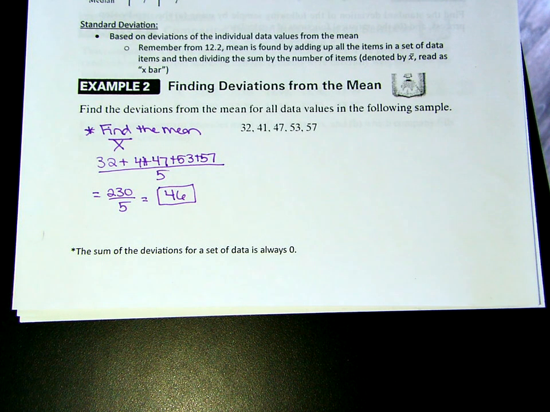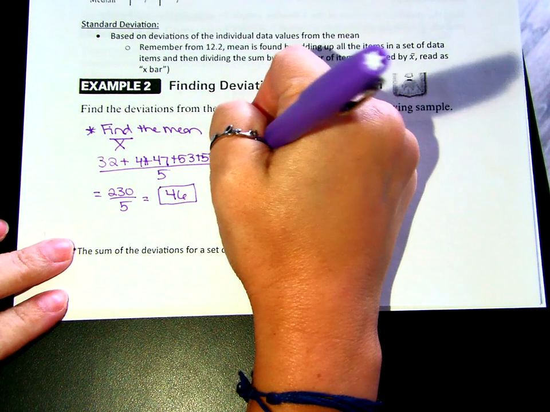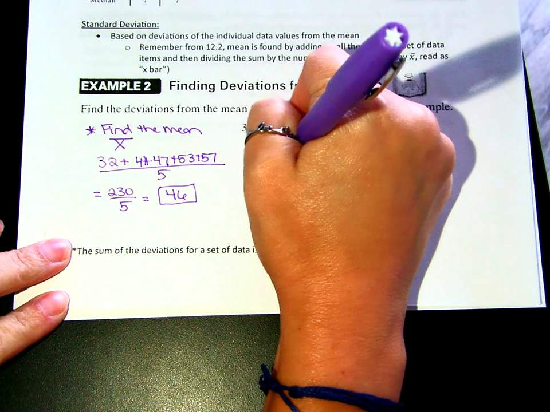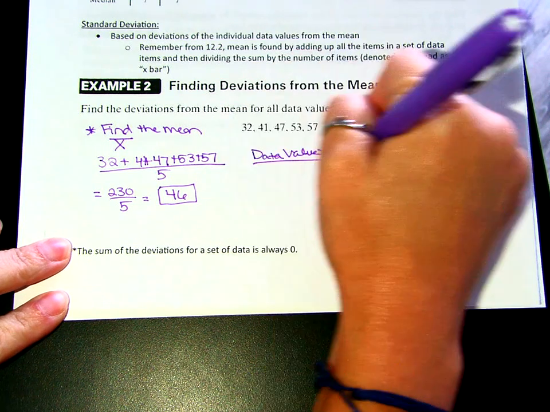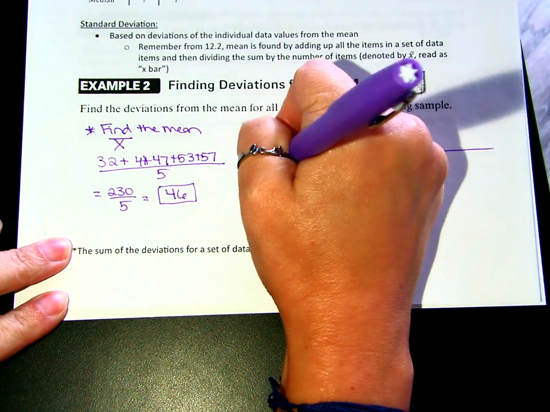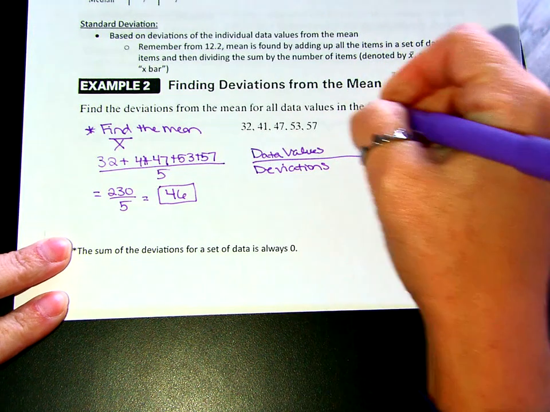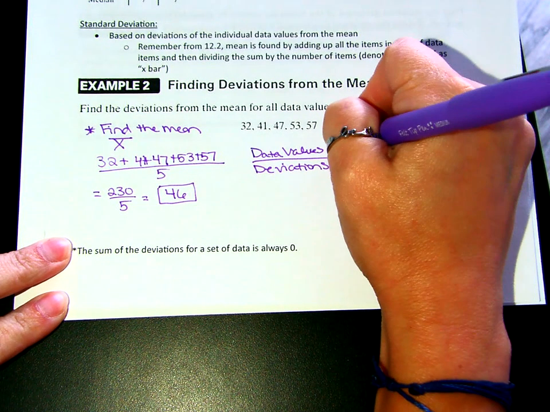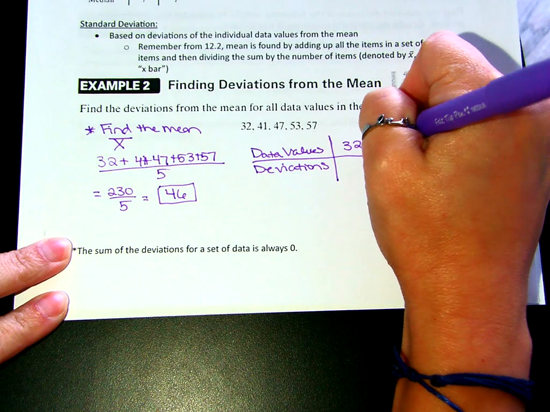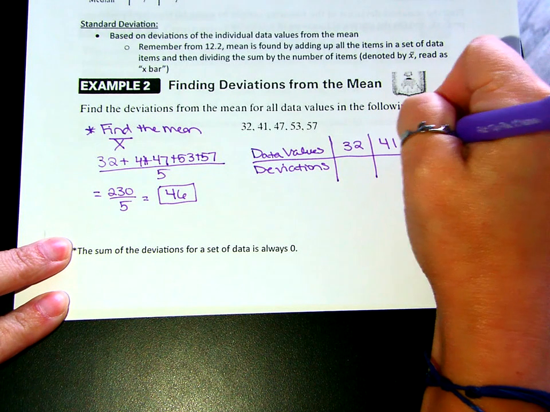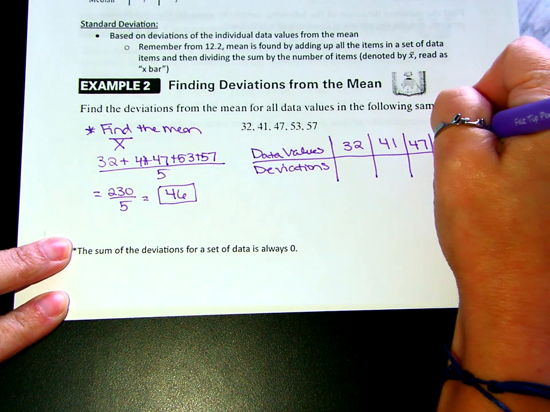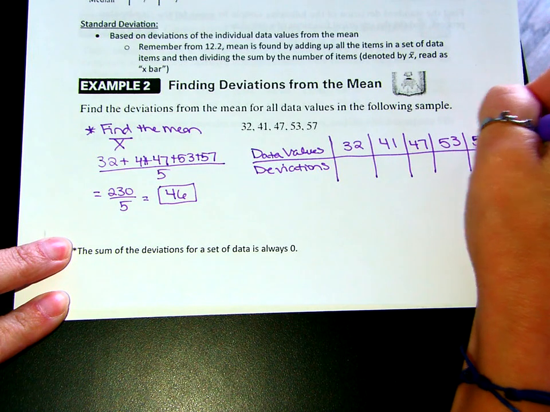Okay, so now once we have our mean, this is what we're going to compare all of our other numbers to. So we want to find the deviations from each of our data points. So I kind of like making a little table for these, where we have our data values on top, and then we're going to put our deviations on bottom. So our first data value was 32, 41, 47, 53, 57.